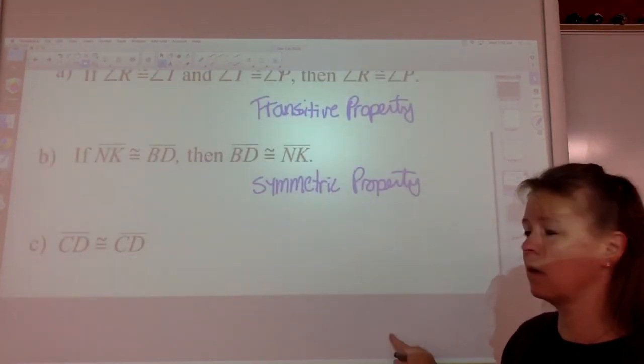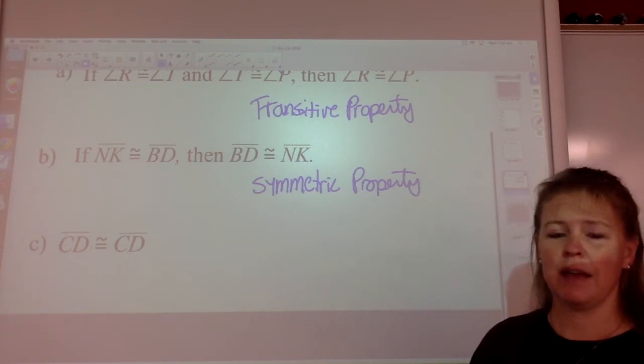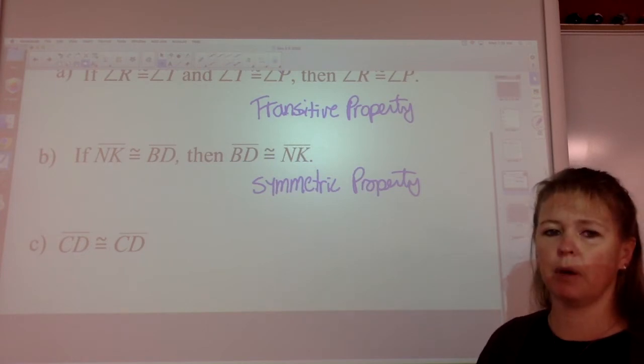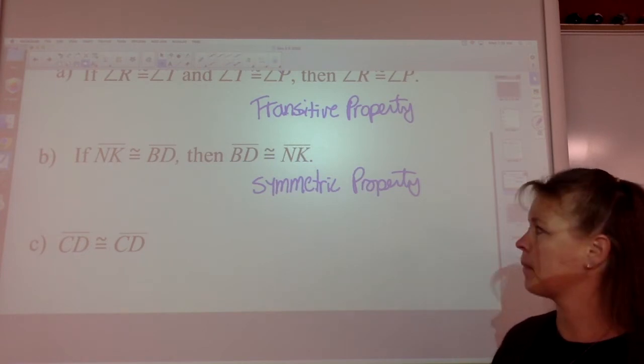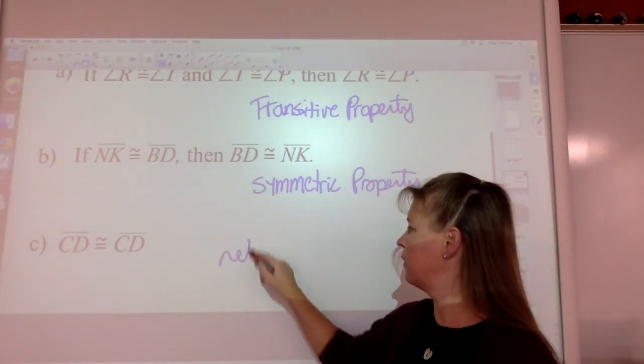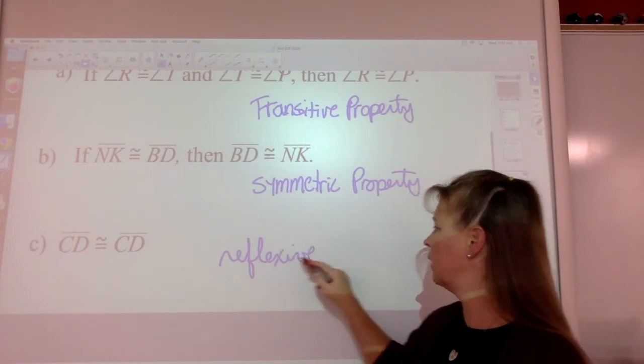And this is the easiest one of all, but the most common one for people to make a mistake on. Anything is congruent to itself. Anything is equal to itself. Go look it up. Pause. Go find it. All right, you're back. Anything is congruent to itself. Make sure you spell it right. It is the reflexive property.